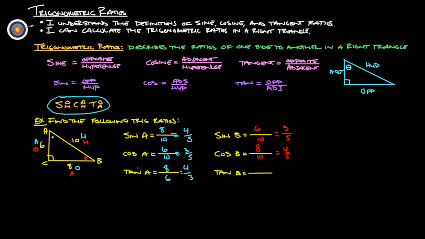And then tangent is opposite over adjacent. So opposite is the red, opposite 6 over 8, which reduces down to 3/4.